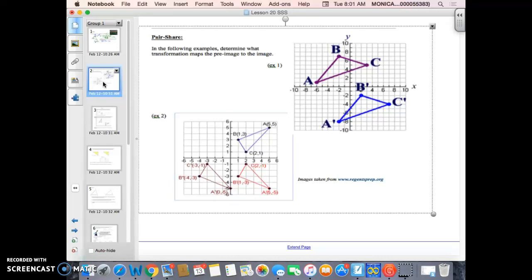All right, so you should have noticed that this is going to be our pre-image here, that's in purple. And this is our image because of these little prime symbols. That means that after something has happened. And it says determine the transformation.